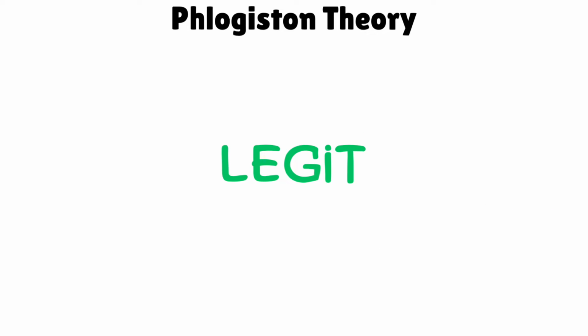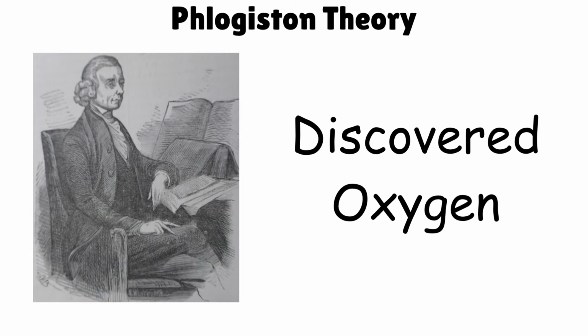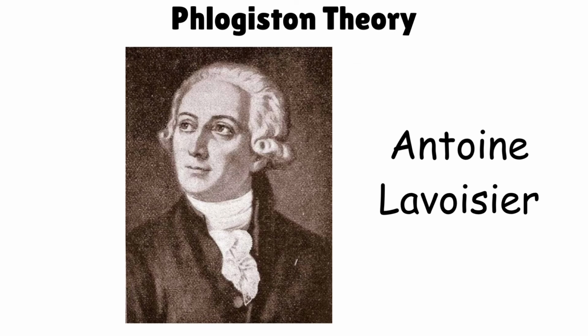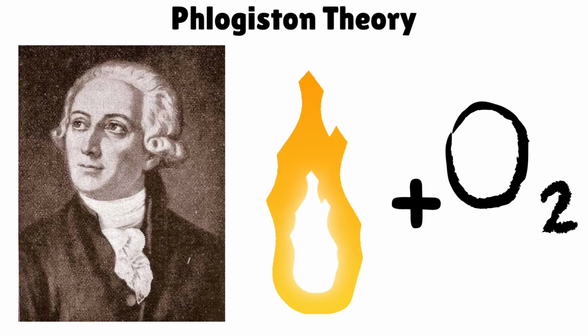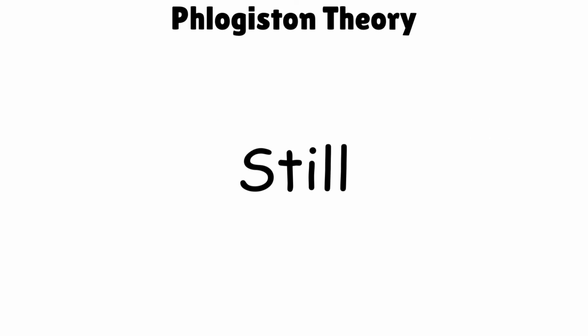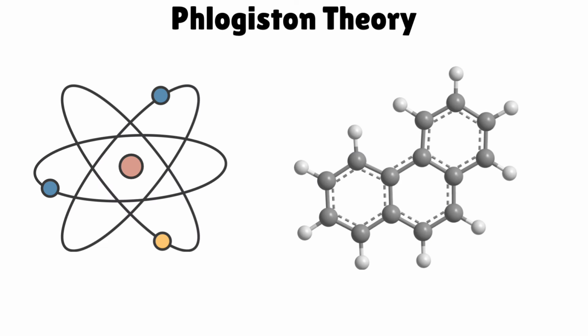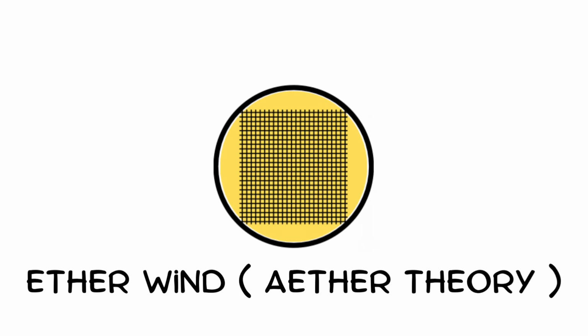The theory made sense, until chemistry advanced. Joseph Priestley even discovered oxygen but still believed in phlogiston. It took Antoine Lavoisier to disprove it. He showed that burning was caused by combining with oxygen, not losing anything. Still, the phlogiston theory helped spark early chemical experiments and led to modern chemistry. Wrong idea, right direction.